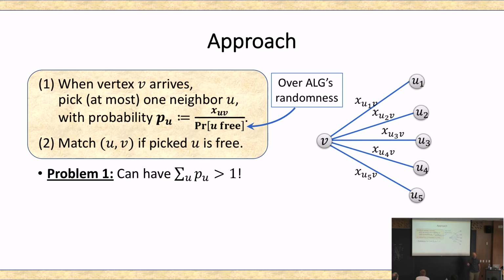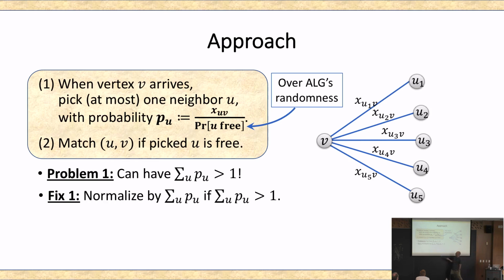So let's try the following simple fix. If the sum of these PUs is greater than 1, I'll just normalize by them. I'll pick every node U with probability P' U, which is PU over the sum of these PUs. So the sum of these normalized probabilities is exactly 1 in this case. So I can definitely pick one node U with probability PU over the sum of PUs.